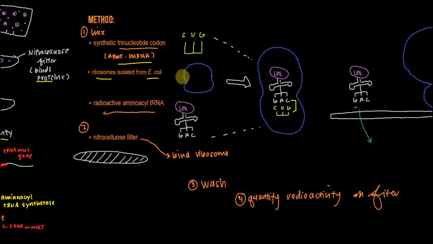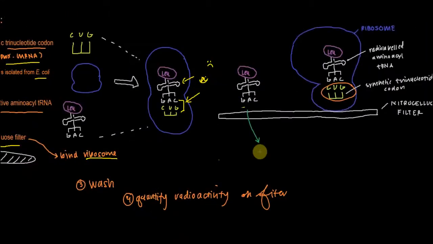After they mix this up together, then they'll put it onto a nitrocellulose filter. And what will happen is the nitrocellulose filter, remember, binds the protein, so it'll bind the ribosome and anything associated with the ribosome. So what you can imagine is a ribosome with this trinucleotide codon, and then if the tRNA works with the codon, so if these two things go together, then you'll get the radioactive tRNA on the ribosome on the filter. But if they do not match, then the tRNA will flow right through, and you will get no radioactivity on the filter. And that's shown here.